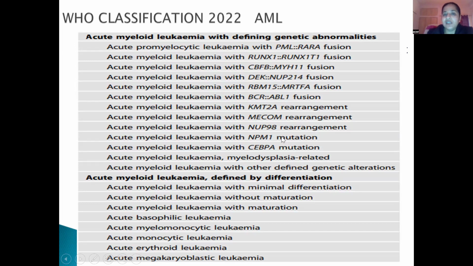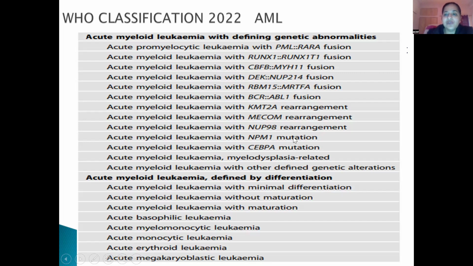So to remember it, there are six fusions, which are PML-RARA, RUNX1-RUNX1T1, CBFB-MYH11, DEK-NUP214, RBM15-MRTFA, and BCR-ABL1. Okay, so easy to remember, six fusions. And the three rearrangements: KMT2A, MECOM, and NUP98. Then the two mutations, NPM1 and CEBPA. And the myelodysplasia-related and other defined genetic alterations.